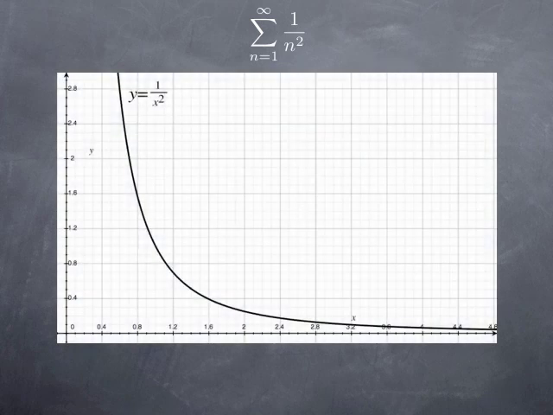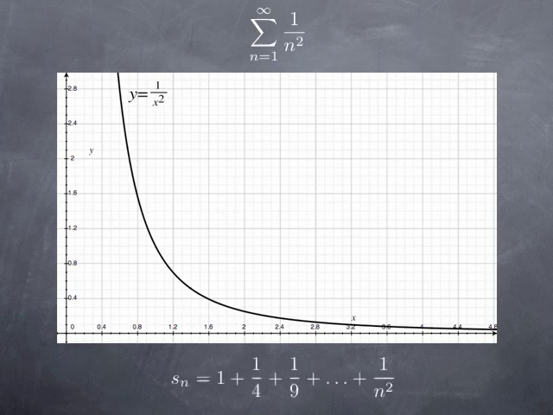So we look at the graph of 1 over x squared and try to represent the terms of the partial sum Sn, 1 plus 1/4 plus 1/9 and so on up to 1 over n squared. So for 1 I can represent it as the area of the square that has one side along the x-axis from 0 to 1 and whose height is given by the value of the function 1 over x squared at the right-hand point.